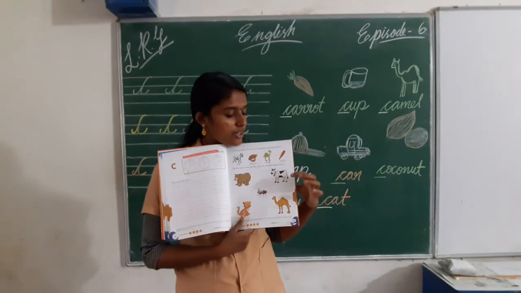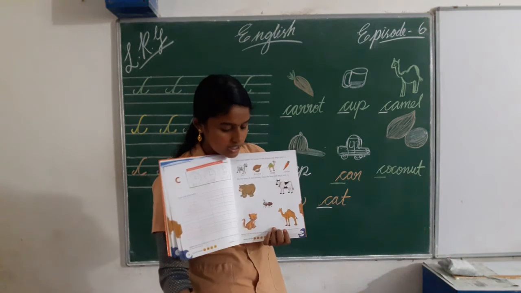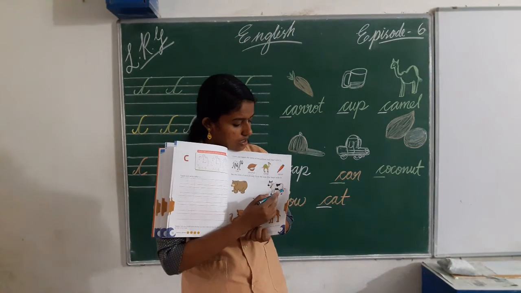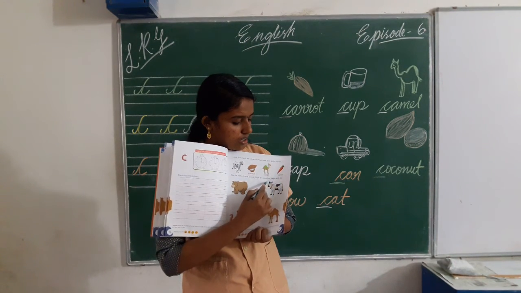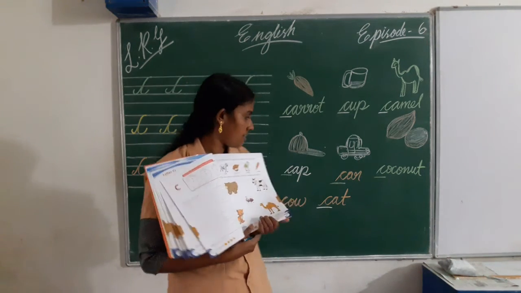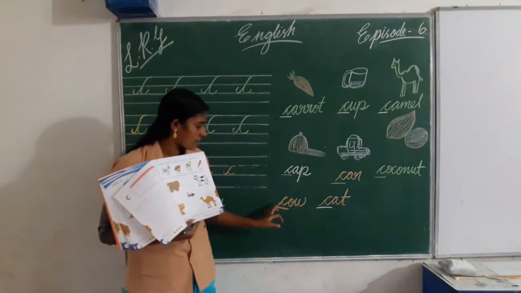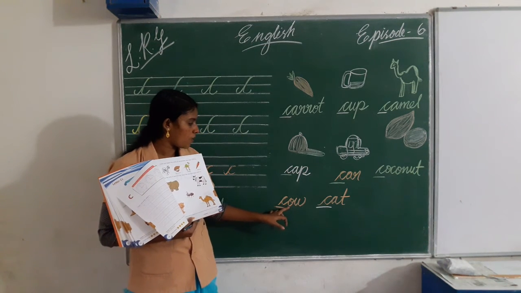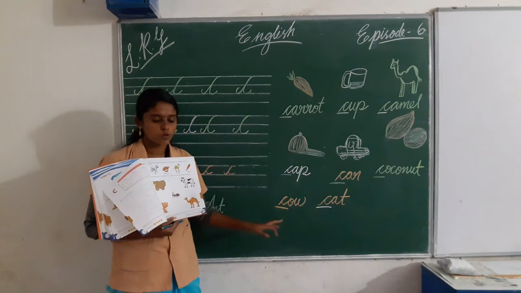Next one, what is this? Say cow. What is this? Cow. So you circle cow. Start with the C. C like start cheyne. Cow. C O W. Cow.